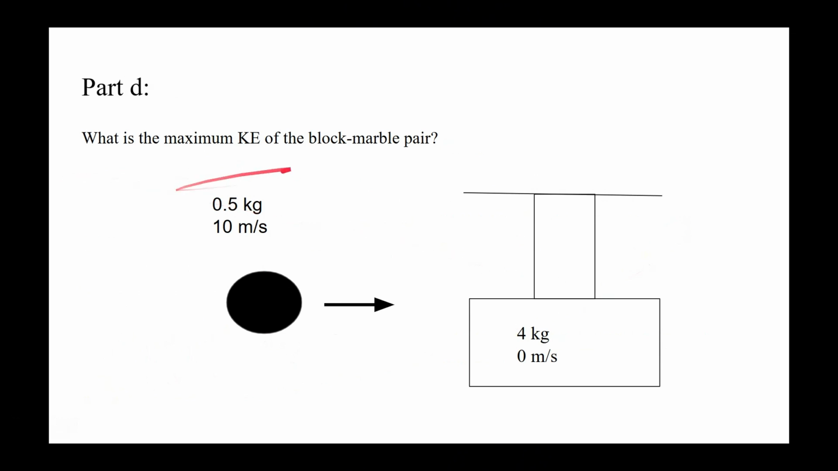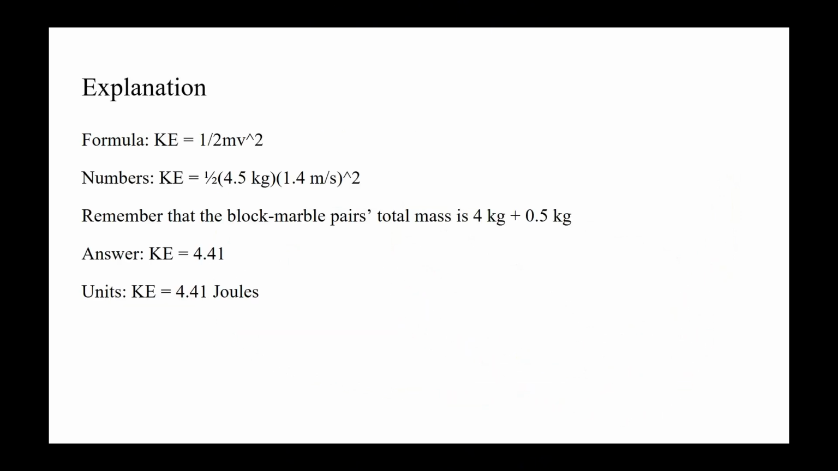We need to figure out the maximum kinetic energy of the block-marble pair. So we want to know the kinetic energy of the block and the marble when they are swinging in unison. So the formula we want to use is KE equals 1/2 mv squared. We obviously found the velocity from before. We know that our total mass combined of the marble and the block is 4.5. We plug in our numbers, solve, and we get 4.41 joules.